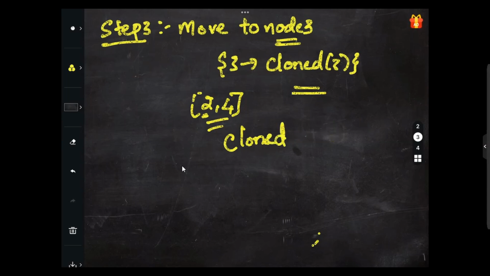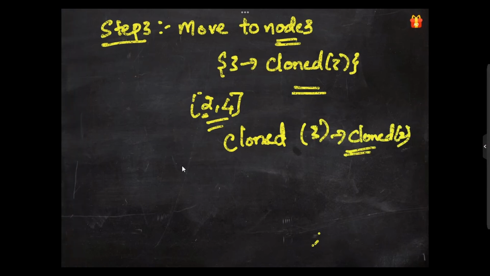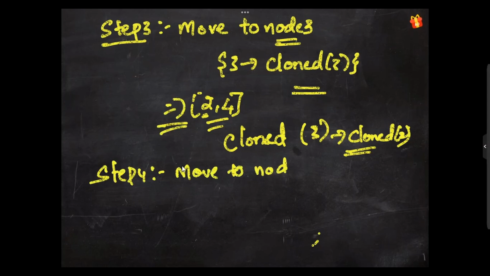Since 2 is already cloned, we are connecting clone 3 to clone 2. I hope this is clear, right? So the next step is we will move to node 4. This is the final step here. Move to node 4. This will be the output here. In this case, we are moving to node 4.